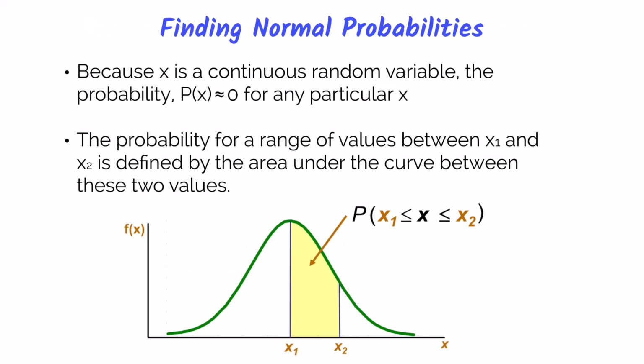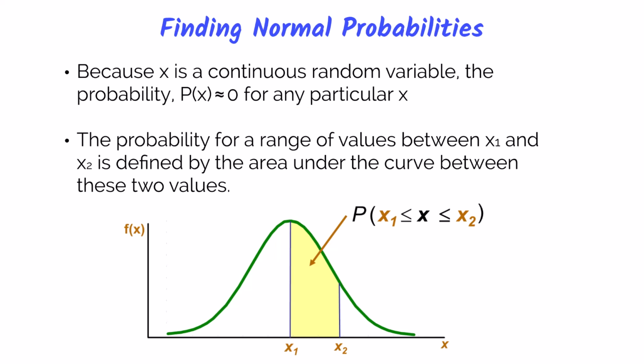With our normal probabilities, x is a continuous random variable. If you recall in chapter 5, we were working with discrete random variables, which are numbers that you can count. In chapter 6, we're working with continuous random variables in that you can't count them because they include all values even down to the decimal. So that means the probability of any particular x is approximately equal to 0, and it's not very useful for us to try to find an exact probability for a given x value.